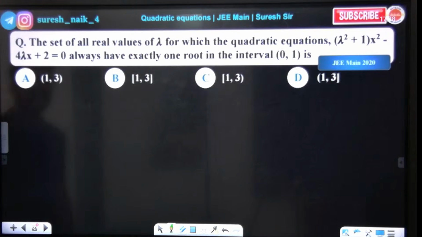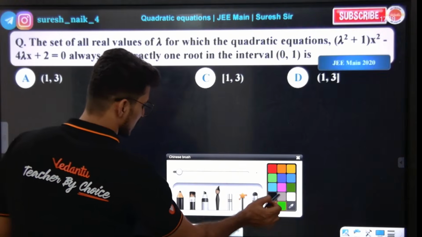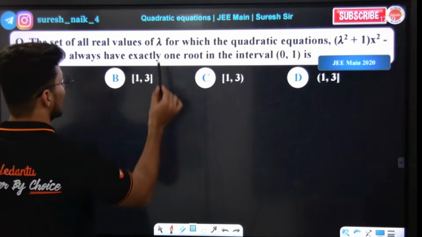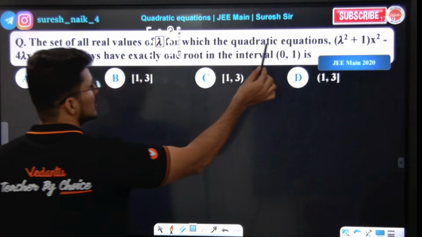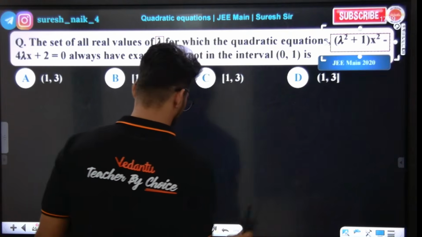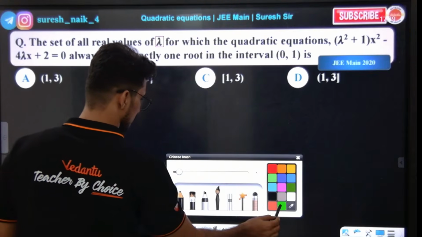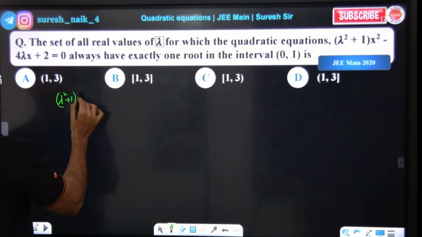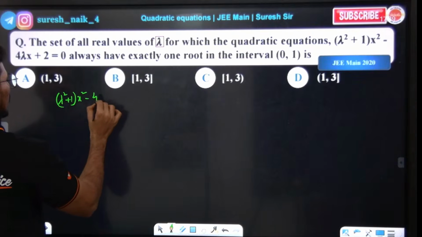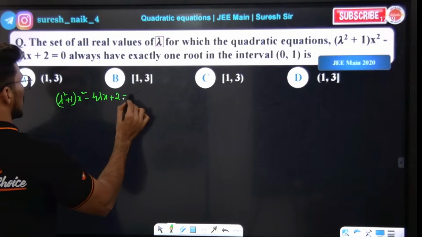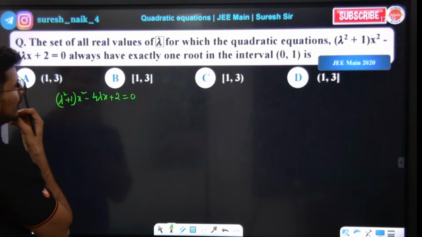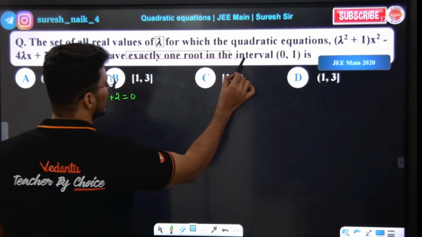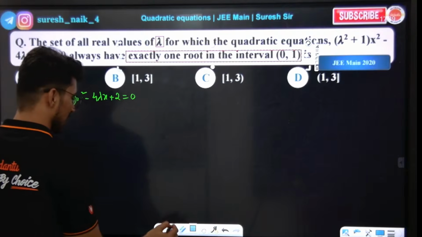We'll do this question. Check. If the set of all the real values of lambda for which the quadratic (lambda square plus 1) x square minus 4 lambda x plus 2 is equal to 0 has exactly one root in the interval. Set of real values of lambda for which this quadratic will always have exactly one root in the interval.